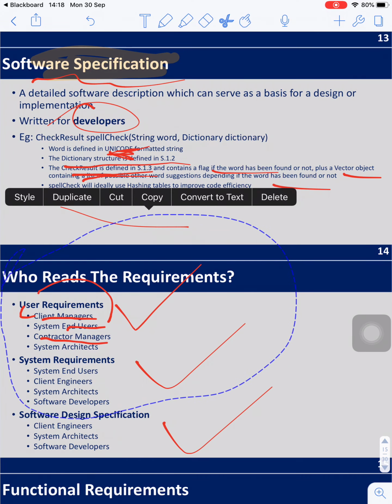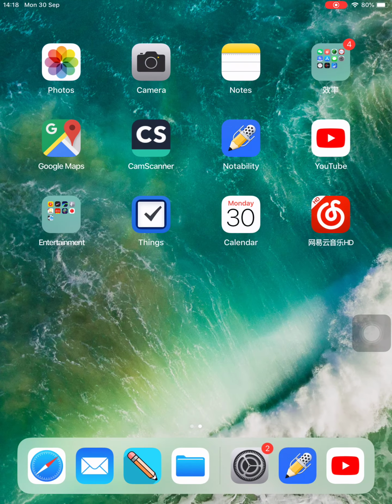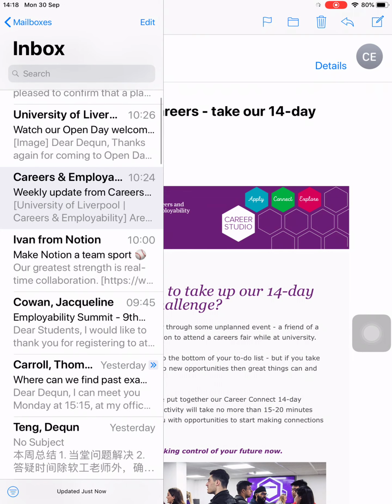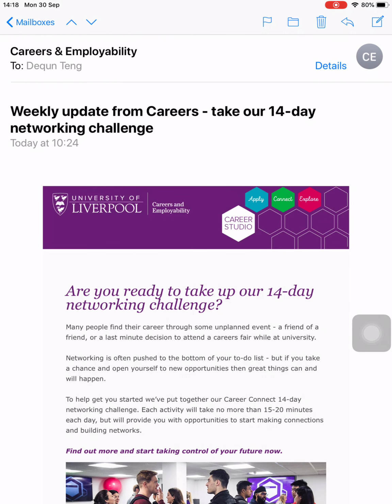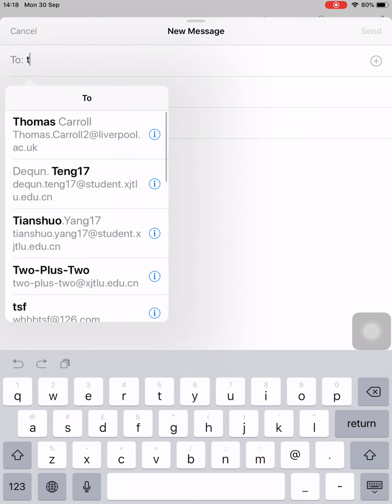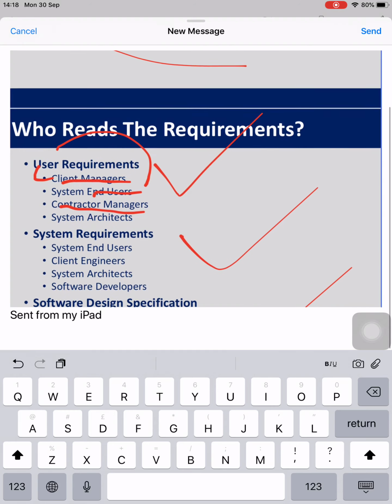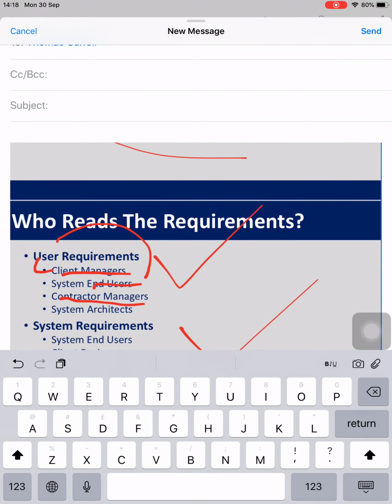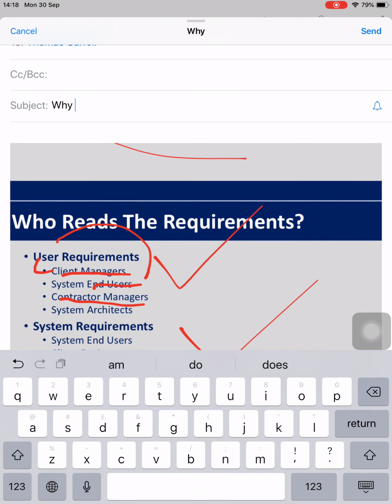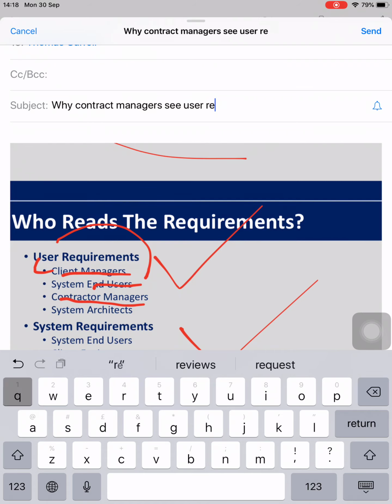How to say, copy? And then I will send the email to the professor about this issue. That why do we need Thomas? Let's see, we place it. Why system requirements? Why contract manager, user requirement.